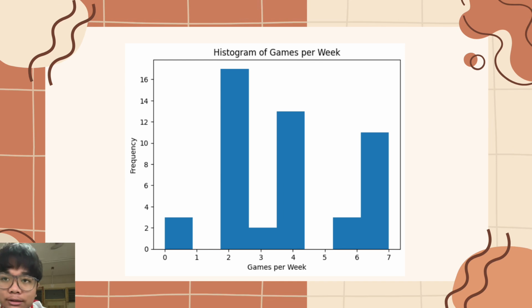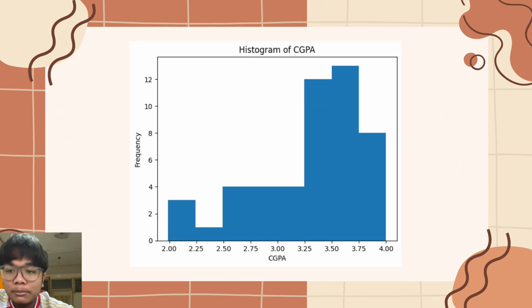Let's move to the second histogram, which is CGPA. The histogram shows the distribution of students' CGPA. The majority of students have a CGPA between 3.2 and 3.8, indicating generally good academic performance. There are fewer students with a very low CGPA, below 2.5, while some students achieve a very high CGPA, close to 4.0. This suggests that most students perform well academically with only a small variation in CGPA.